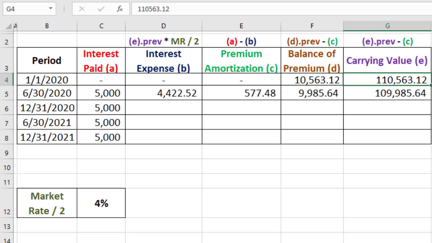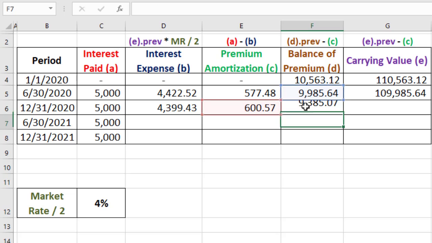So now we can complete the rest of the table following the same process that we did for the previous row. So the interest expense, we take the previous balance in column E, and we multiply that by the market rate of interest divided by 2. For the premium amortization, we take column A and we subtract column B. For the balance of the premium, we take the previous balance of the premium and we subtract the premium amortization in column C. And for the carrying value, we take the previous carrying value and we subtract the premium amortization.